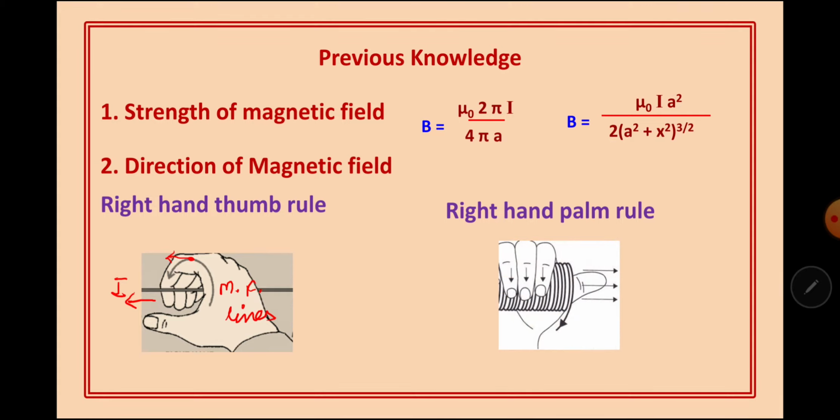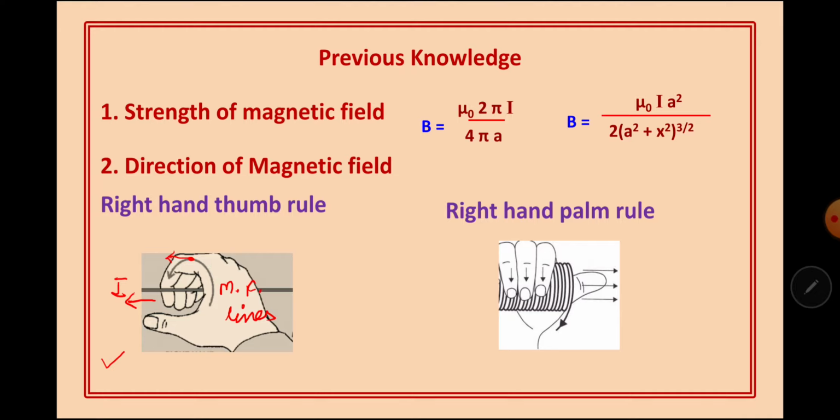So students, here if we have a closed loop like a circle, then we have to curl the fingers of our hand in the direction of current. Now you see this thing here. In the right hand thumb rule, the thumb was in the direction of current and the fingers were telling you the direction of field lines.